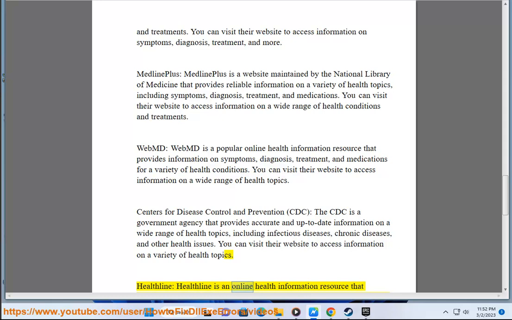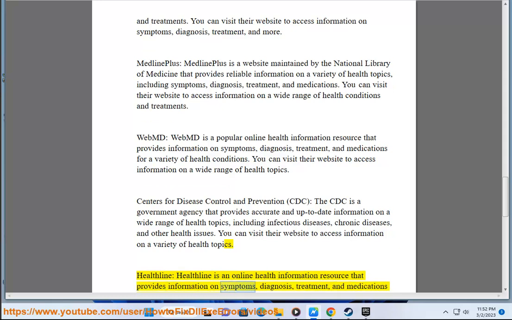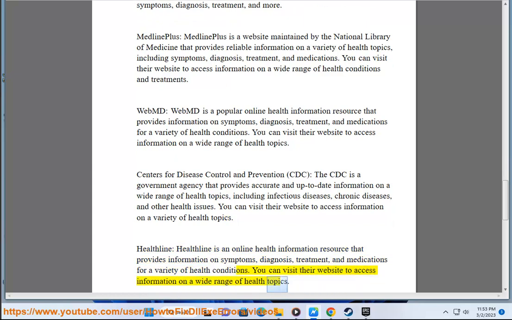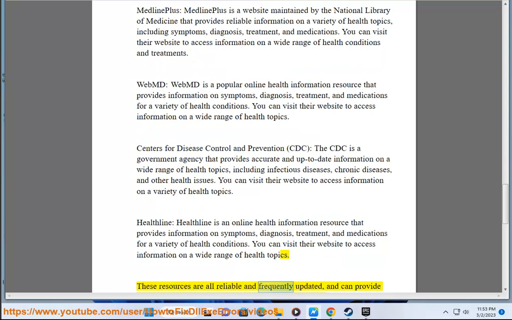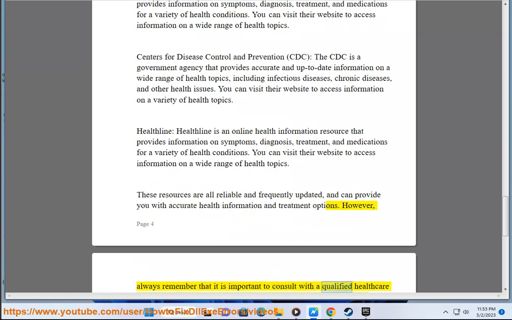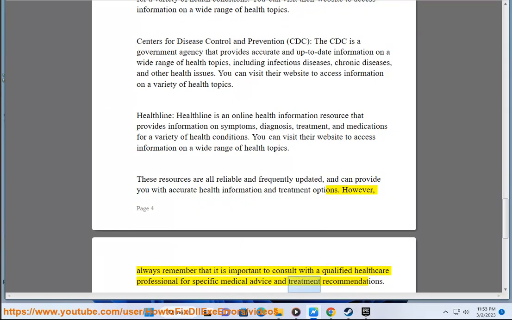Healthline. Healthline is an online health information resource that provides information on symptoms, diagnosis, treatment, and medications for a variety of health conditions. You can visit their website to access information on a wide range of health topics. These resources are all reliable and frequently updated, and can provide you with accurate health information and treatment options. However, always remember that it is important to consult with a qualified healthcare professional for specific medical advice and treatment recommendations.